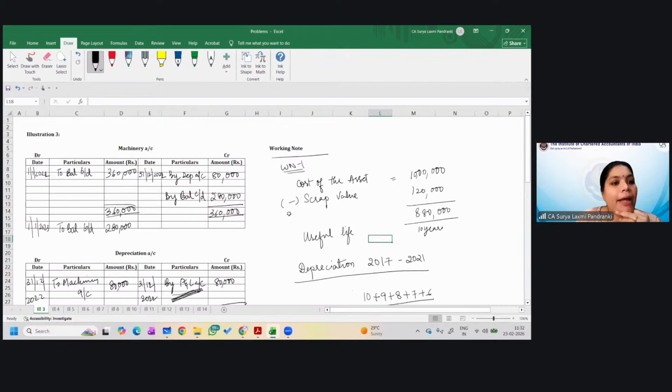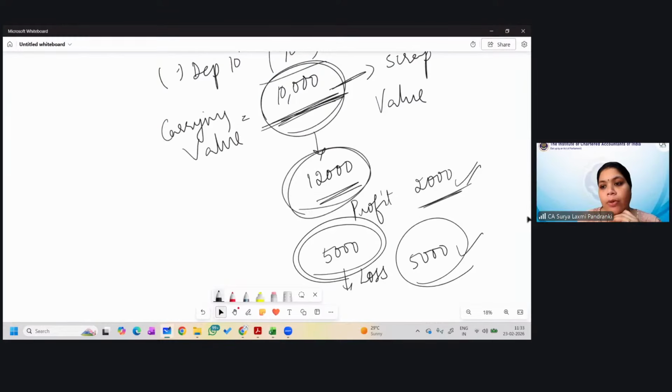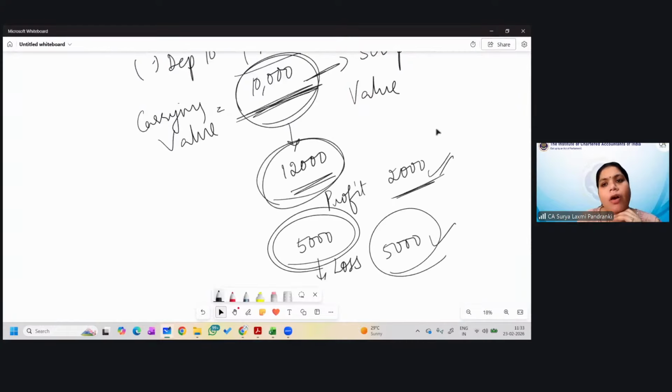That n into n plus 1 is nothing but a formula that is given to you. You can use that formula, or you can directly use the sum of digits like 10 plus 9 plus 8. If you don't want to do that, suppose the useful life is 20 years, then you have to do 20 plus 19 plus 18 plus... it's a big number, right? So instead of doing that, you can use this formula n into n plus 1 by 2.